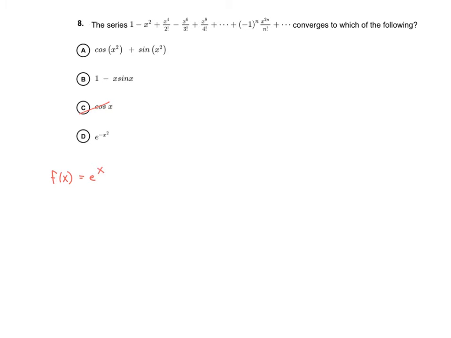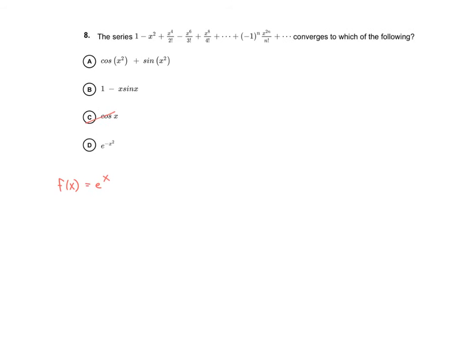So we'll do that, and then we'll get the Maclaurin series for that. Since we can tell this is a Maclaurin series because it's not x minus anything or x plus anything. And so we'll do the Maclaurin series for this, and then plug in negative x squared for x. So okay, so Maclaurin series.